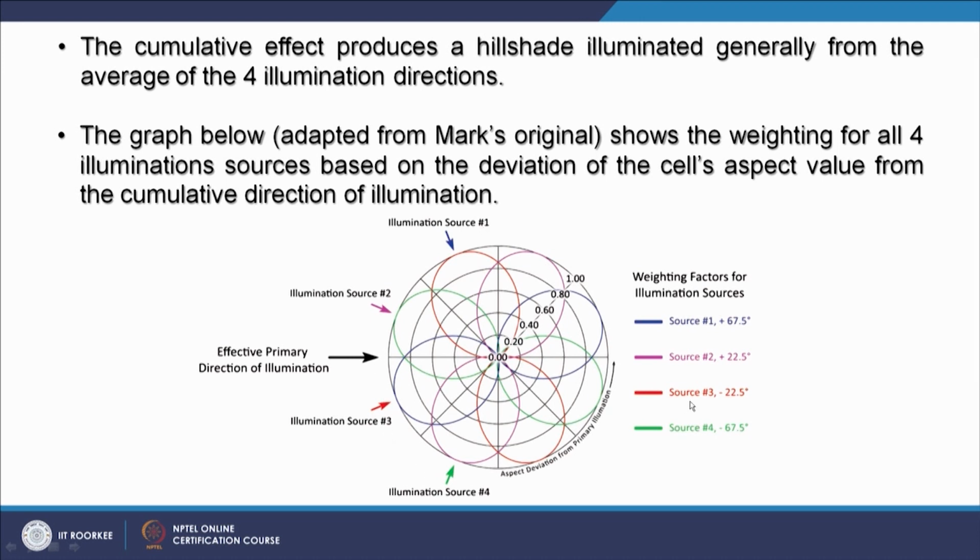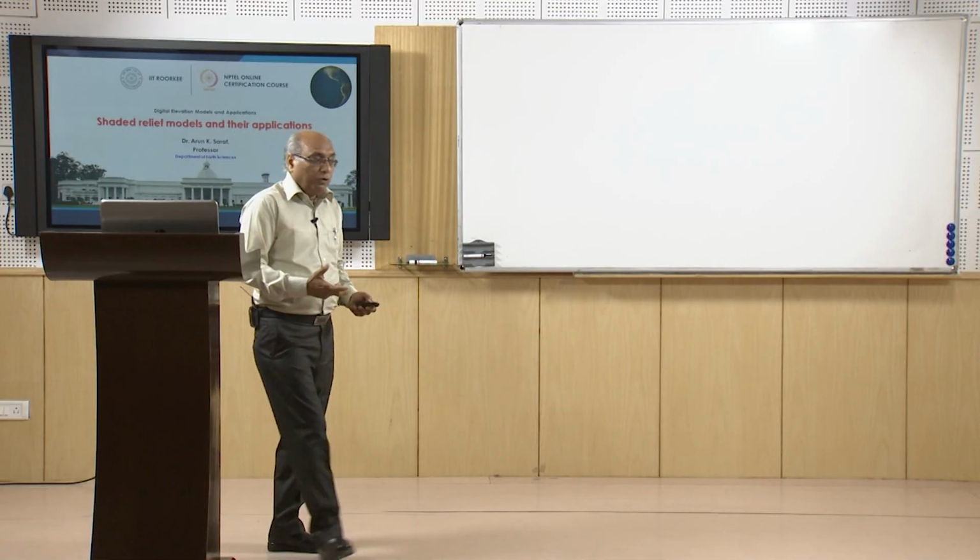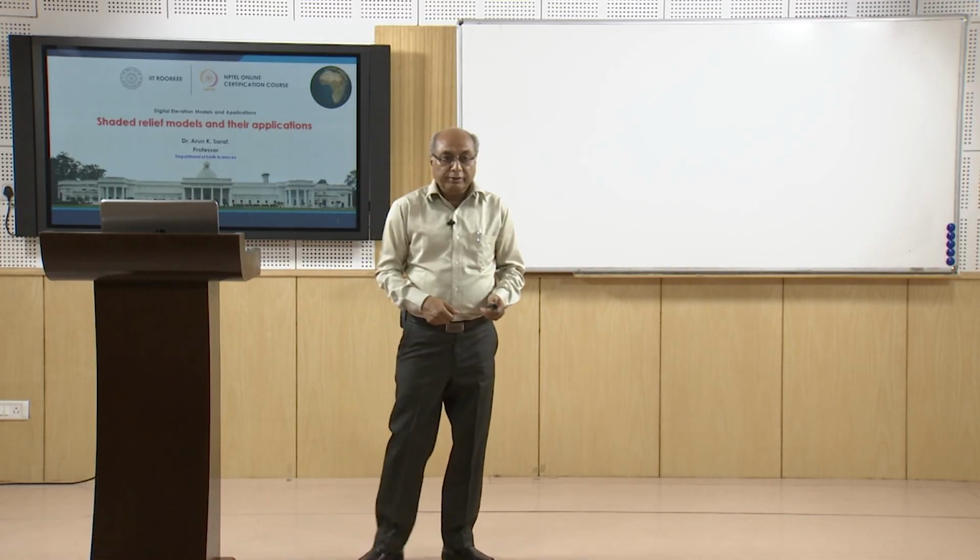So the third is minus 22.5, and if we make this 22, it is a 45 degree difference, and the fourth again is minus 67.5 with reference to the primary direction of illumination. So these are the weighted factors which are assigned, and then illumination is created for an input digital elevation model.